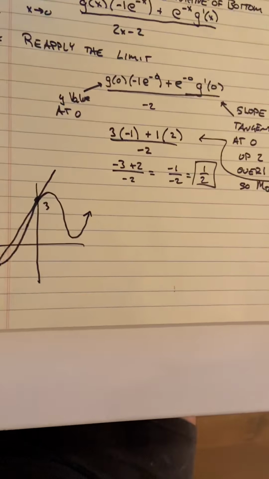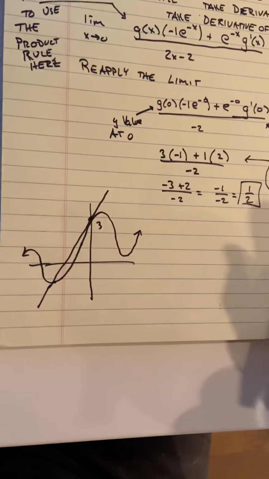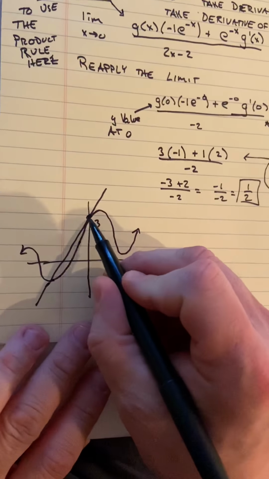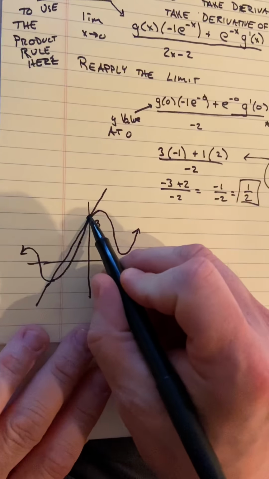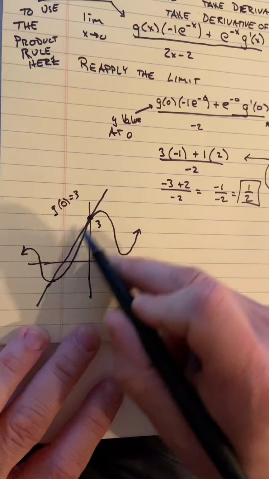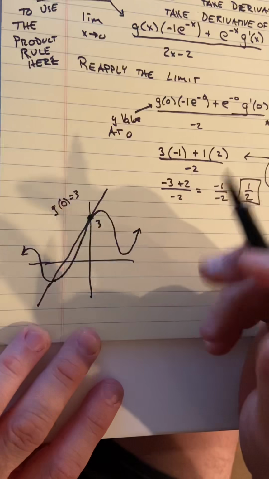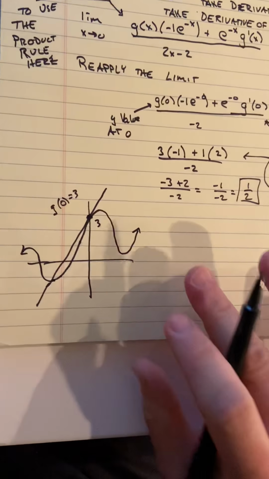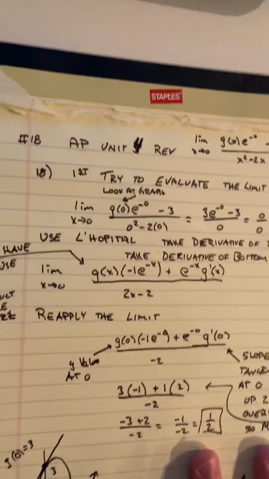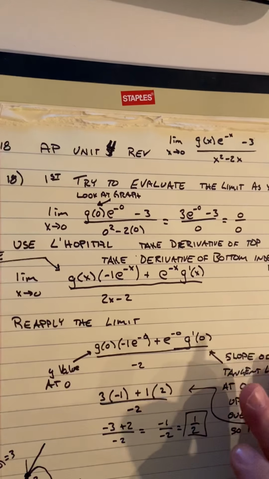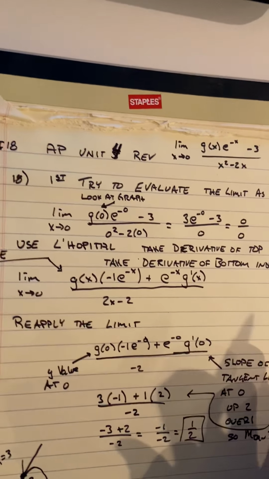Let's move on. The next one looks like this. Its picture looks like this. And the points in question that we really need are g of 0, because that's 3. And then we need to find the slope of this line at 0. We'll come back to that picture here in a minute. This is number 18 from the AP Unit 4 review.